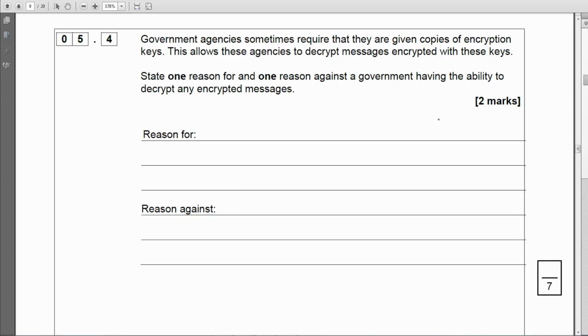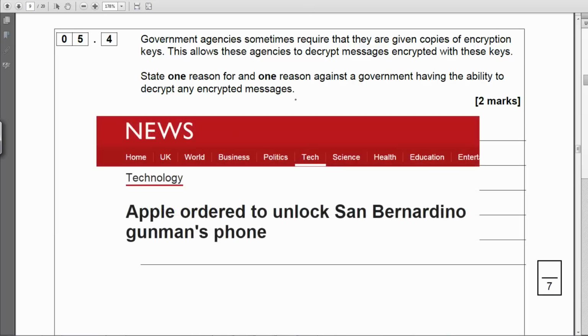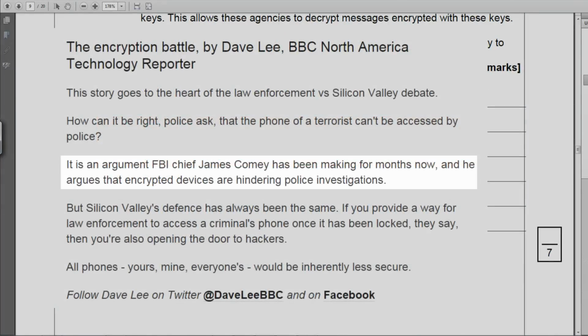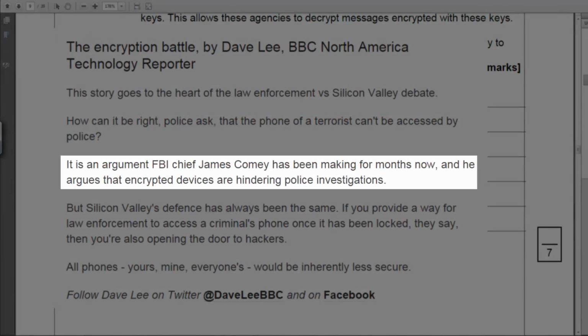Moving on. Government agencies sometimes require that they're given copies of encryption keys. That's quite a contentious issue. This allows these agencies to decrypt messages encrypted with these keys. State one reason for and one reason against the government having the ability to decrypt any encrypted messages. This has been in the news recently. I think Apple have refused to give the FBI access to some terrorists' data stored on their iPhones.